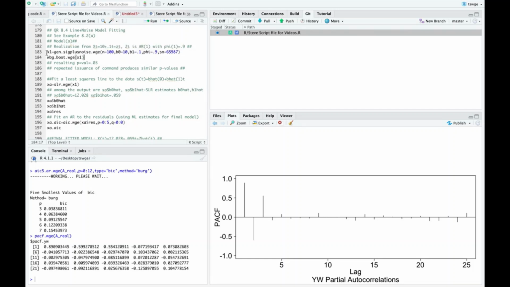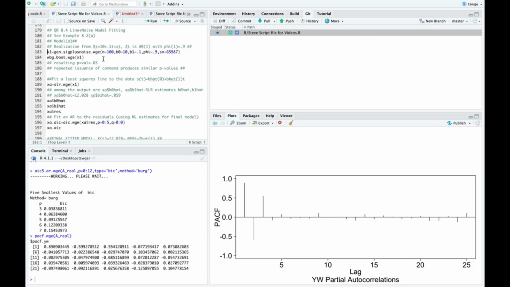I don't think we've seen this notation yet. I know we haven't in a video. So we'll call it x1, and we'll say gen for generate, sig plus noise, so gen.sig.plus.noise.wge. Let n be the realization length. There's our b naught, it's 10. We can tell that from the model. Our b1 is 0.1. Our phi is 0.9. That's talking about the z sub t term, right? We know it's an AR1. And then give it a seed number.